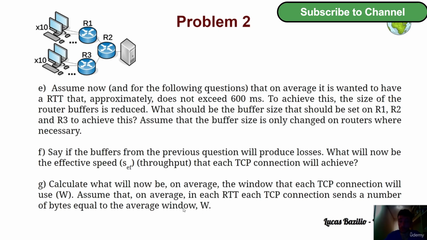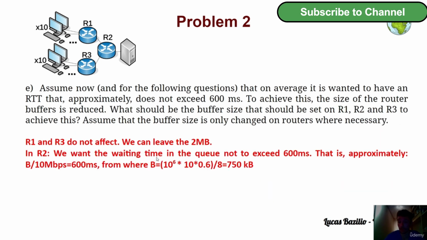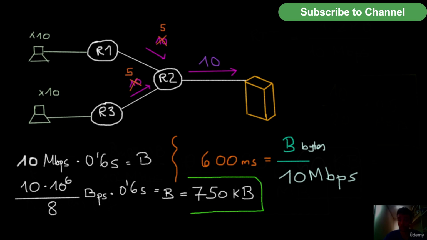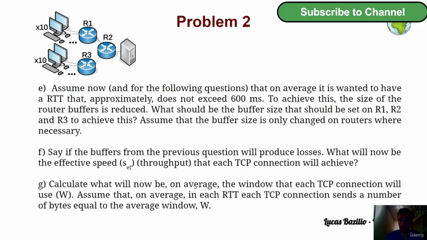To solve this question G, we need to have already solved the question E and also the question F. Remember that on the question E we had an assumption that we needed to follow in the next questions. In question E we calculated the buffer size of the router 2, and the value was 750 kilobytes. Now, what is going to be on average the window that each TCP connection will use?